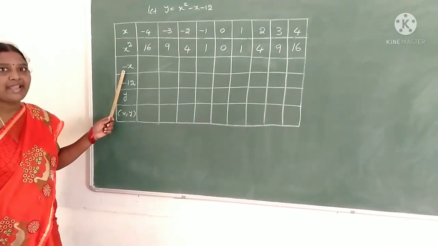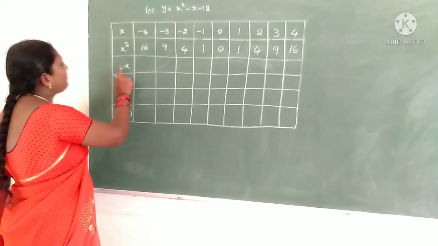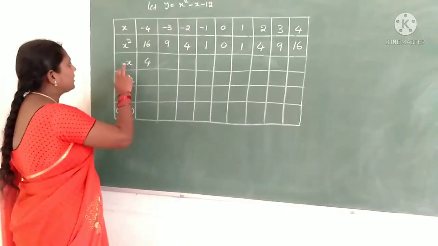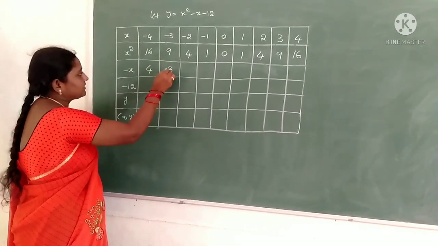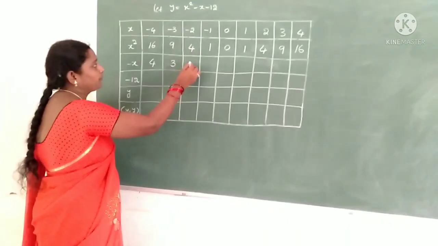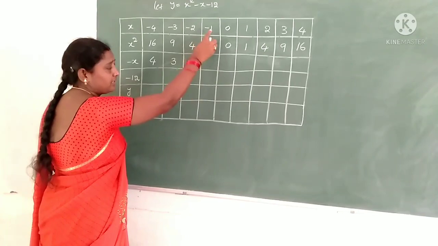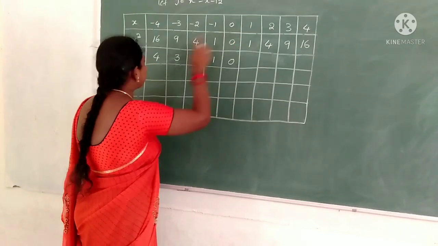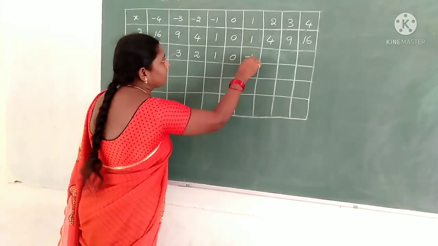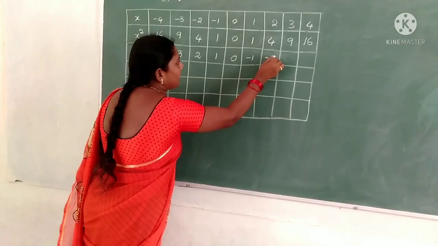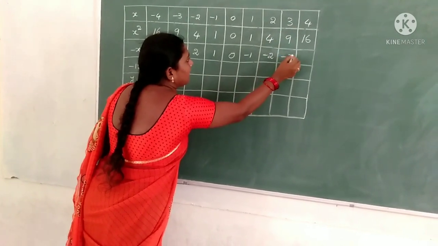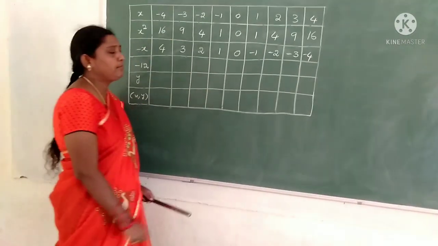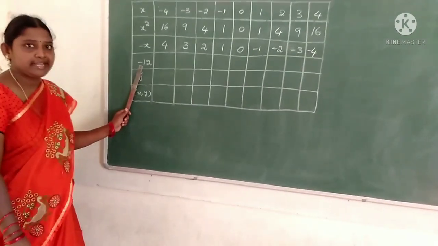Next we find the minus x values. Minus x means minus of minus 4, plus 4, and minus of minus 3, plus 3. Next minus of minus 2, plus 2. Minus of minus 1, plus 1. Minus of 0, 0. Next minus of plus 1, minus 1, and minus of plus 2, minus 2. Minus of plus 3, minus 3, and minus of plus 4, minus 4.